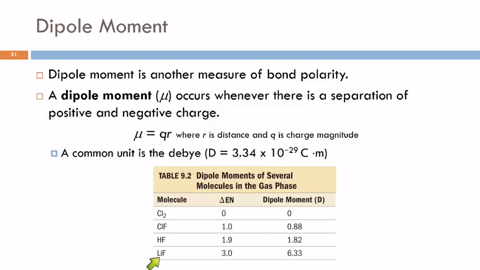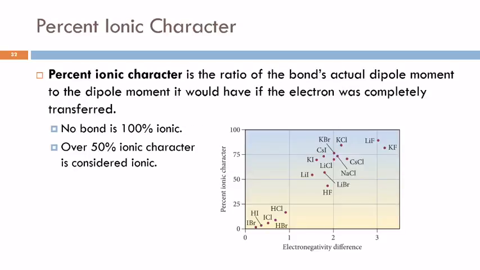For lithium fluoride, we can look at this formula and predict that it's ionic because lithium is a metal and fluorine is a nonmetal. The difference in electronegativity is very high, 3.0, and the dipole moment is really, really high too. Another way to look at this is what's called percent ionic character. With an ionic bond being a complete transfer of electrons, how close to that ideal is this particular bond? So we're comparing the bond's actual dipole moment to the dipole moment if the electron was completely transferred.